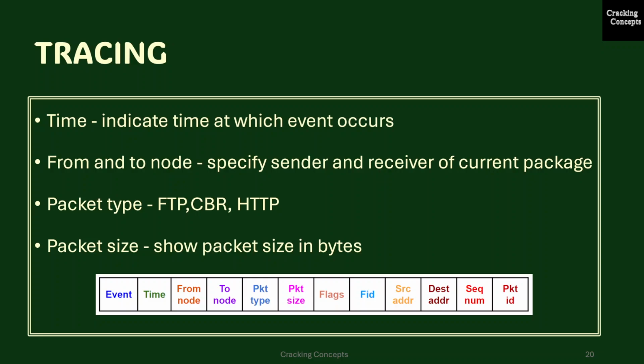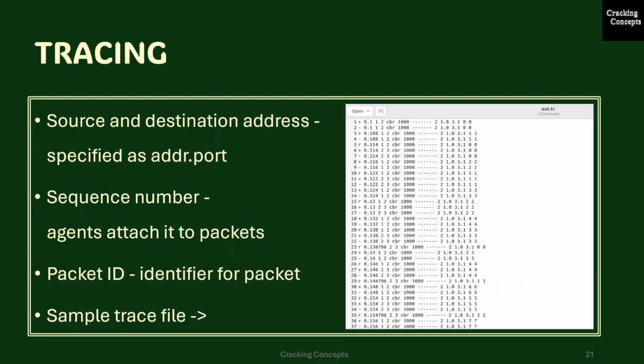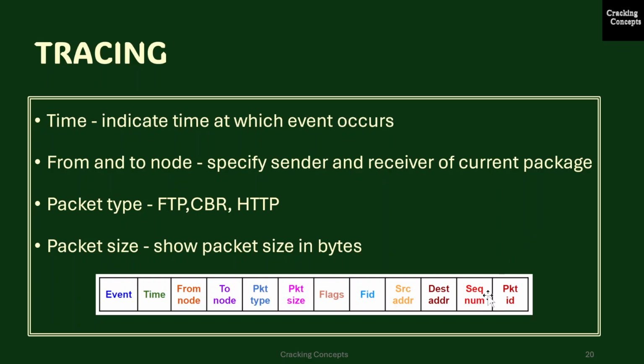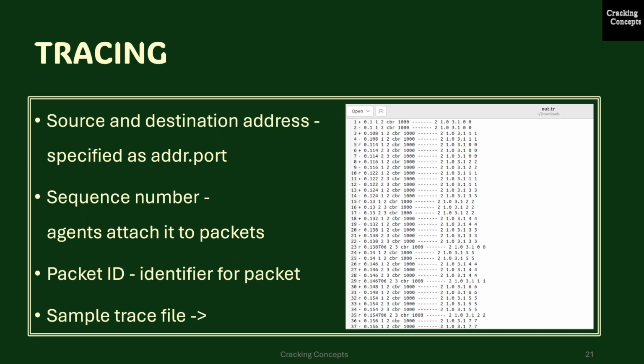Then there is the flow ID, which provides the IP flow ID as per IP version 6. Then we have the source and the destination address. That will be specified as address.port. Then there is the sequence number here, which is the agent's attached sequence number with packets, and finally the packet ID, which is a unique identifier for each packet.